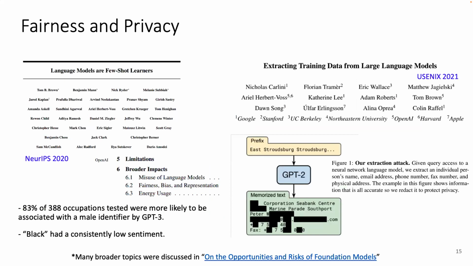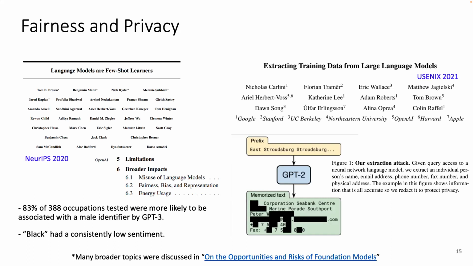I'm going to quickly highlight a few topics. One of the most important things to address is fairness and privacy. In the famous GPT-3 paper, published at NeurIPS 2020 by OpenAI, they already have a pilot study disclosing that language models can be biased. For example, they discovered that when you do sentiment analysis, Black race consistently has a lower sentiment compared to other races. So there is some inherent unfairness happening if we don't provide any mitigation strategies when pre-training a foundation model.